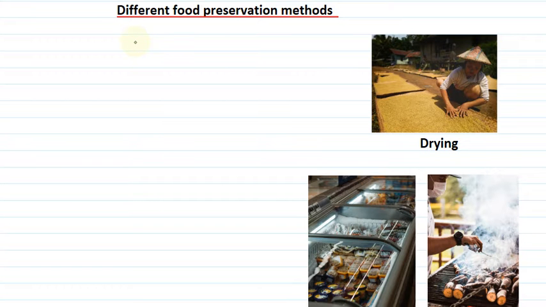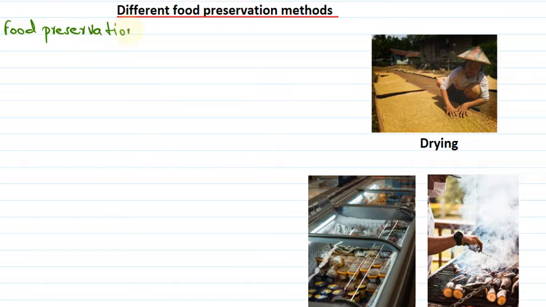The topic for today's video is different food preservation methods. In our previous video we had discussed the various factors that cause the spoilage of food. Today we'll see what are the different methods to be followed to protect or preserve our food from spoilage. To begin with, we'll see what food preservation is.